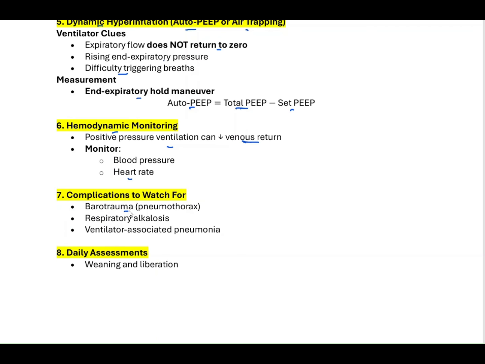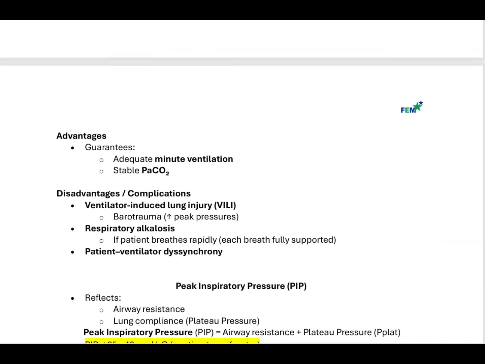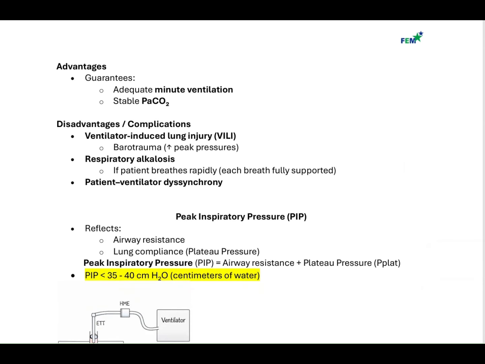And of course, we want to be monitoring for complications, like barotrauma, which can lead to pneumothorax, respiratory alkalosis, and ventilator-associated pneumonia. If the patient is developing a worsening oxygen requirement, a new fever, or increased secretions from the endotracheal tube, that could suggest the patient is developing ventilator-associated pneumonia. And lastly, it's important to do a daily assessment. You want to be assessing them for weaning and liberation from the ventilator, which we're going to talk about later.